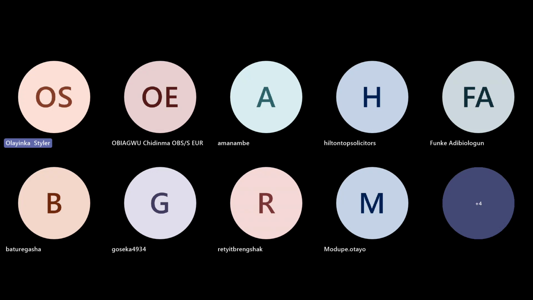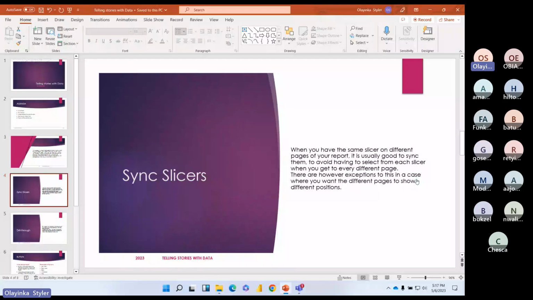So what do I mean when I say syncing slicers? What this simply means is that sometimes you have, for example, 5 pages of a report, and you have the same slicer on all of those pages.